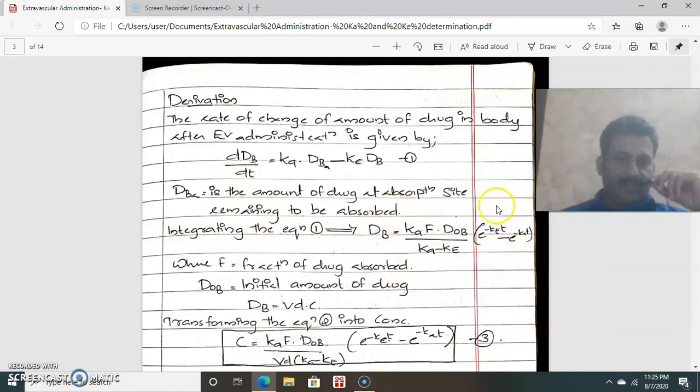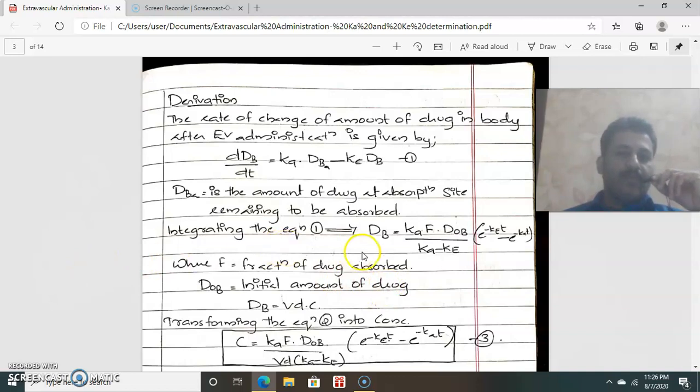This equation, how to by heart it. After integration, we will be directly writing the equation. So this is how to by heart it. That is dB is equal to K into F into D0 divided by Ka minus Ke into e raised to minus Ke into t minus e raised to minus Ka into t, where this F is called as the fraction of the drug absorbed and D0 is the initial amount of the drug.